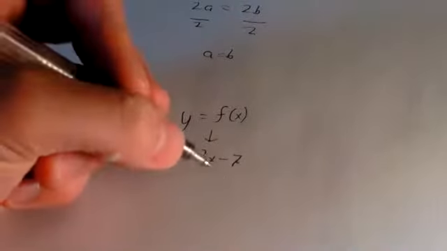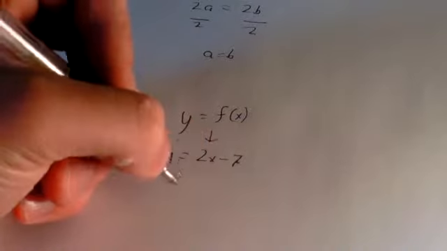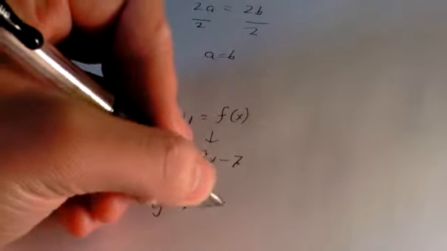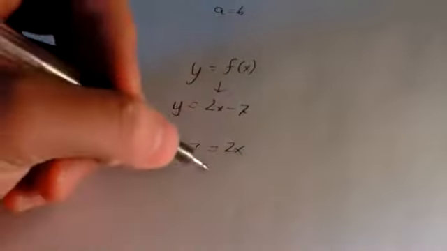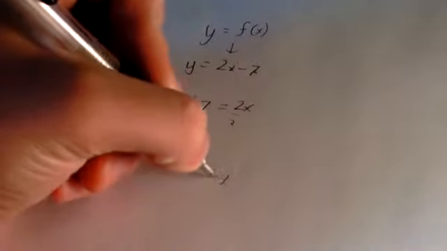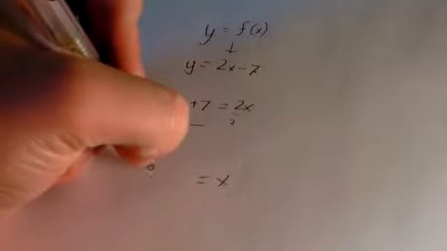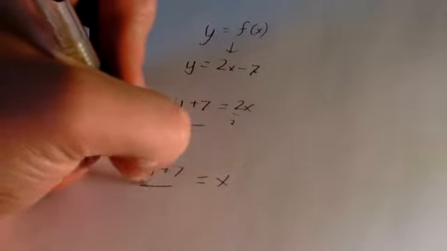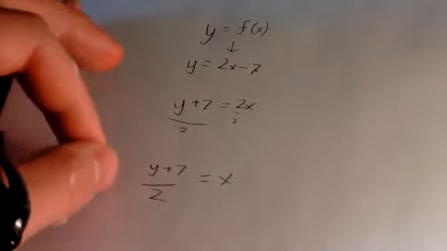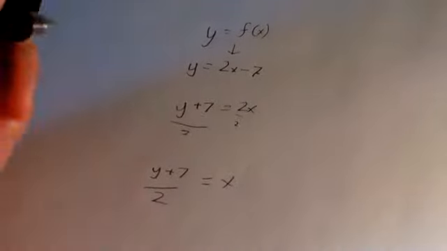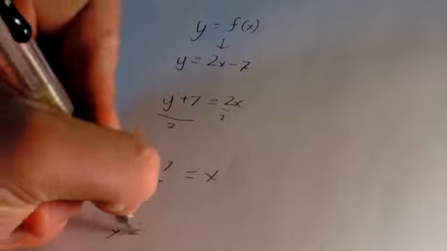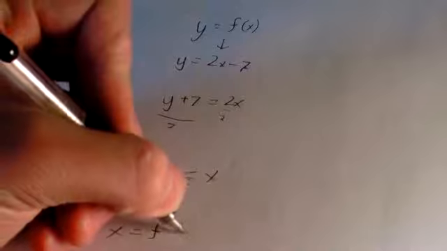That means we've got to isolate x on one side of the equation. So let's start by getting rid of this 7 here. Let's add 7 to both sides. We get y plus 7 equals 2x. Now we can just divide everything by 2, and that should give us x equals (y plus 7) over 2. So what we just did was we solved for x in terms of y. And this actually could be rewritten as x equals f inverse of y.